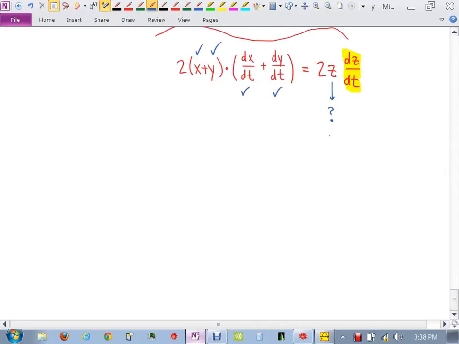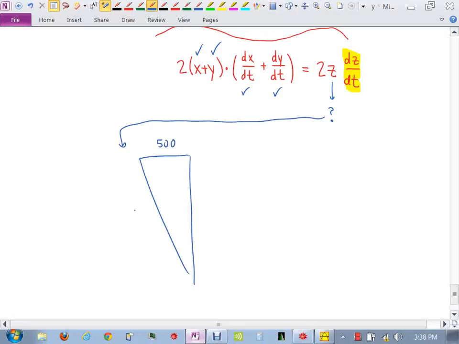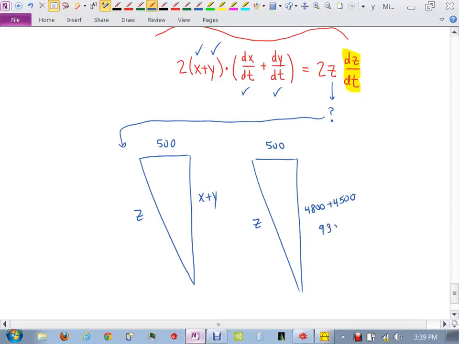Sure. So a little scratch work here. To get z, I've got to go back to this picture. There's a couple ways you can do it. How about we go to this picture that was 500, z, and x plus y. At the moment in time, isn't this 500, that's z, isn't this 4,800 plus 4,500? So this is 9,300. And now I know that 500 squared plus 9,300 squared equals z squared. So I just take the square root on both sides. Could you all do that computation to get z?